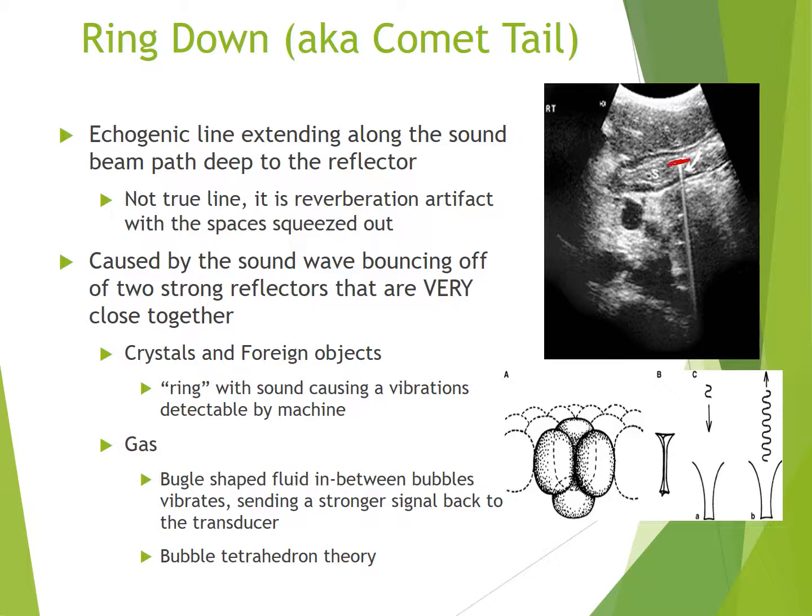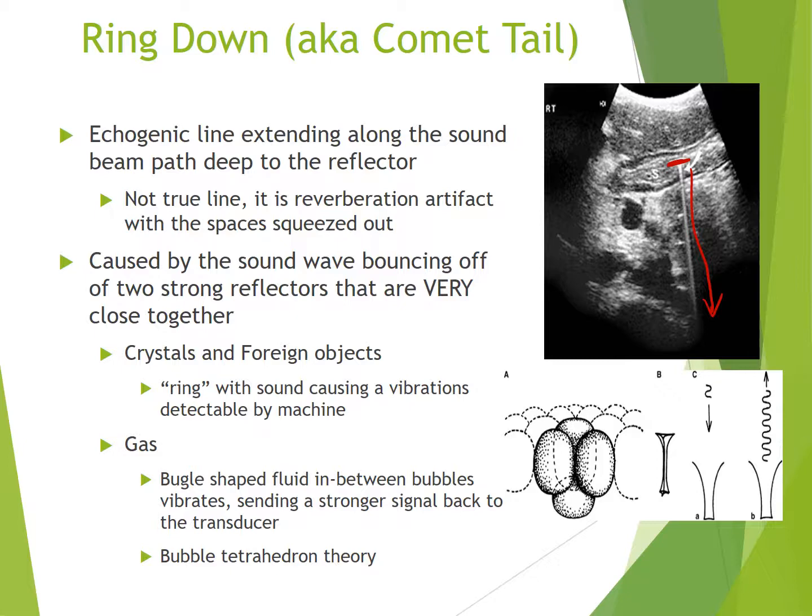We have our reflector right here. This is all comet tail artifact coming straight from behind it, so it looks like a nice bright white line. This is not a true line. It's not true anatomy. That's why it's an artifact. And again, it looks a lot like reverberation with all the spaces squeezed out.